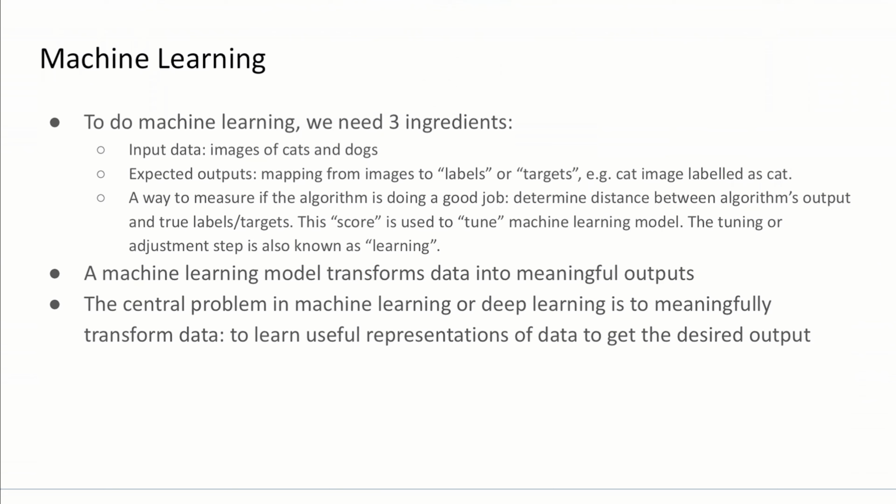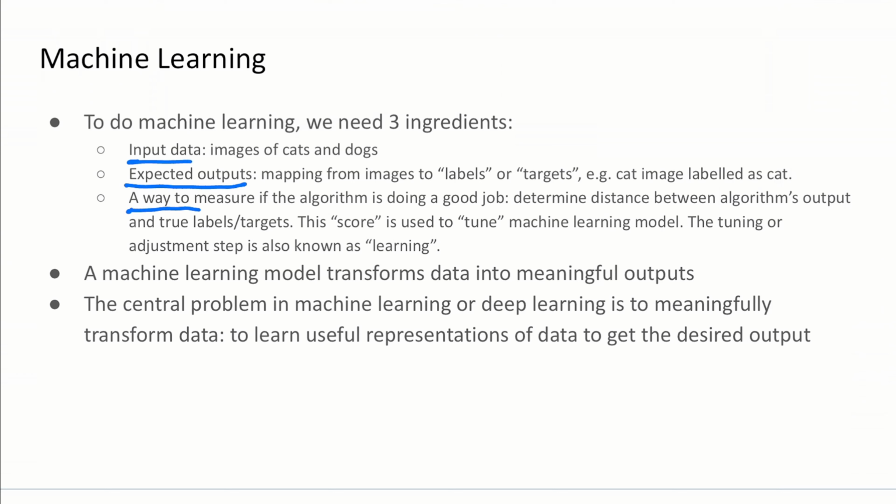In machine learning, we need three ingredients. The first one is input data, which can be images, audio files, CSV files, tabular data, features or anything. We also need expected outputs. The input data must be associated with some kind of outputs, which are generally called labels or targets. So if you have an image of a cat, it must be labeled as cat.